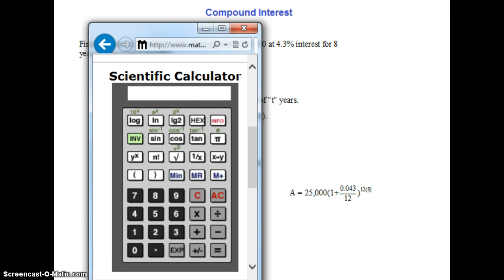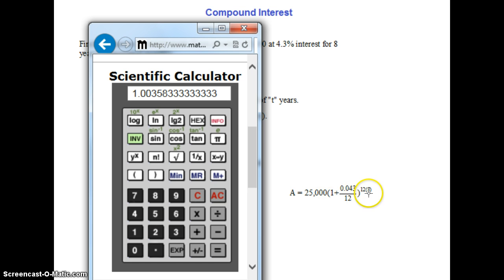It is a free one and it can be found on the website www.math.com. There you have to click on calculators and select the scientific calculator. It is the one that you see right now. So I will type 0.043 divided by 12, equals. Then we need to add 1 to this result. Plus 1 equals. This is the value of the expression in the parentheses.